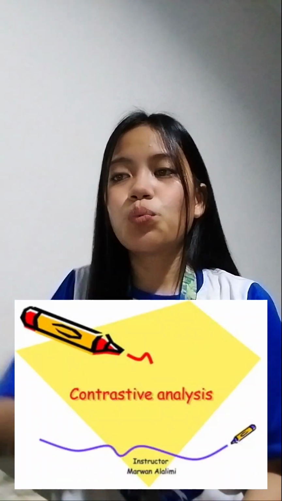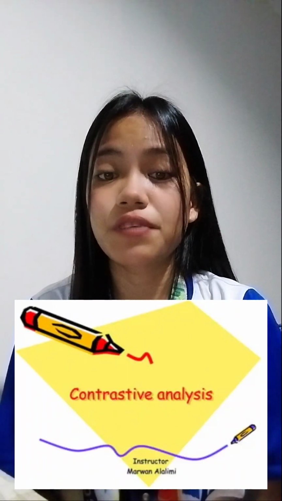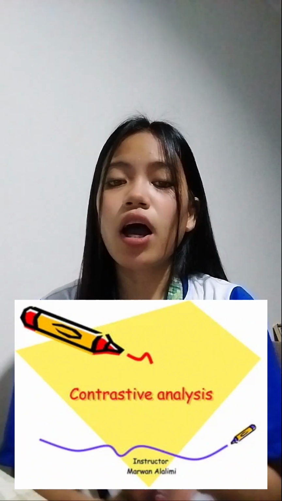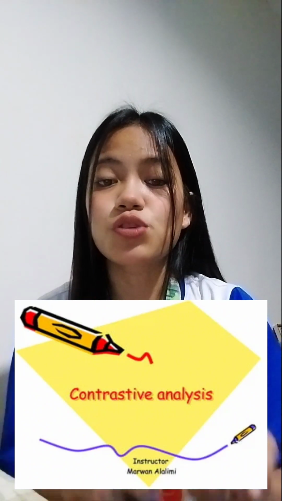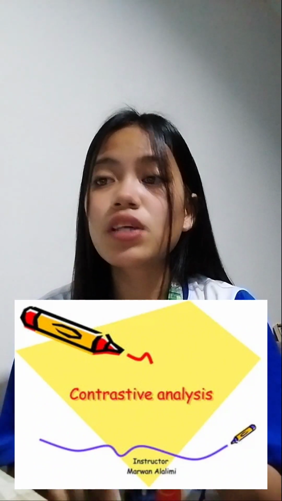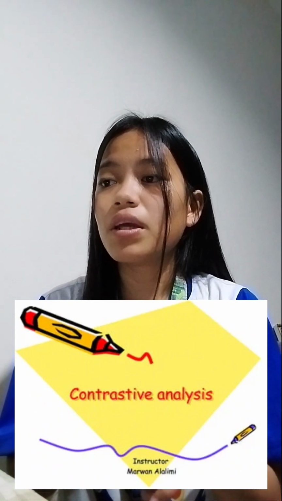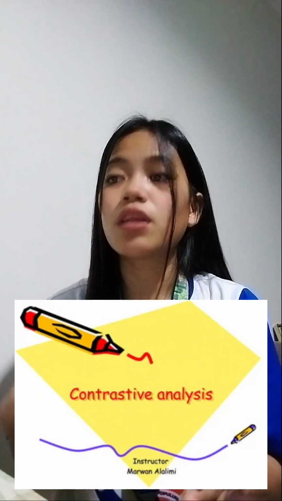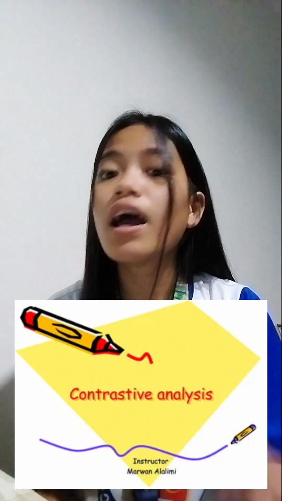So let us now move on to question number 3. What are the versions of the contrastive analysis hypothesis and what are the criticisms? So we have here two versions, which are the strong and weak versions. So in the strong version, it posits that all errors made by language learners can be attributed to the interference of their native language, which is the L1.